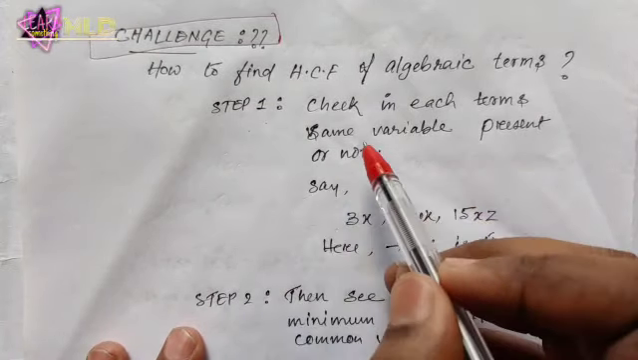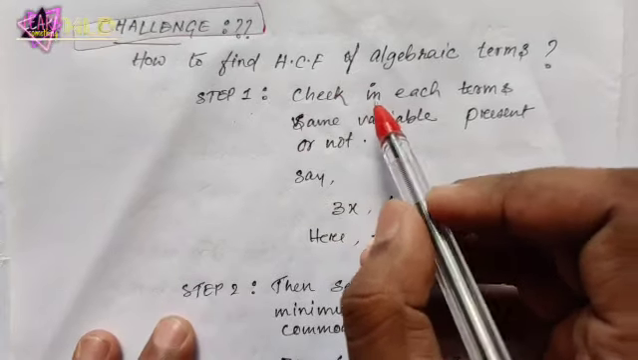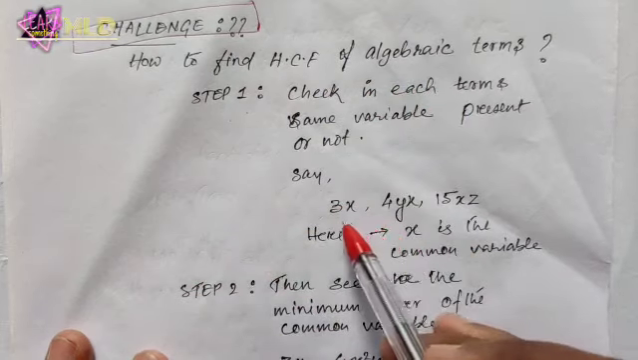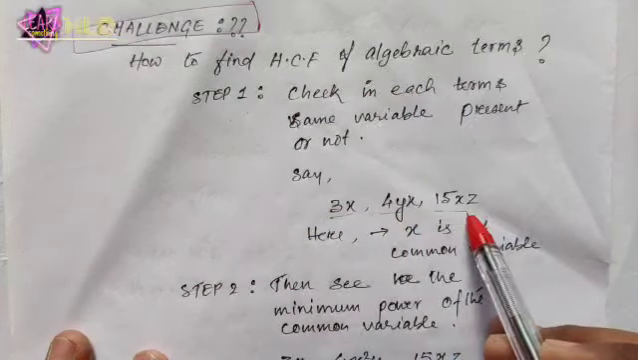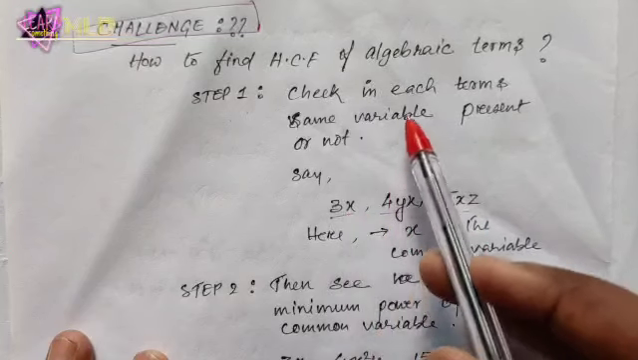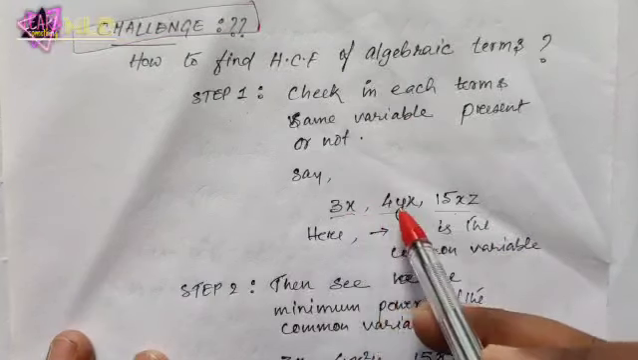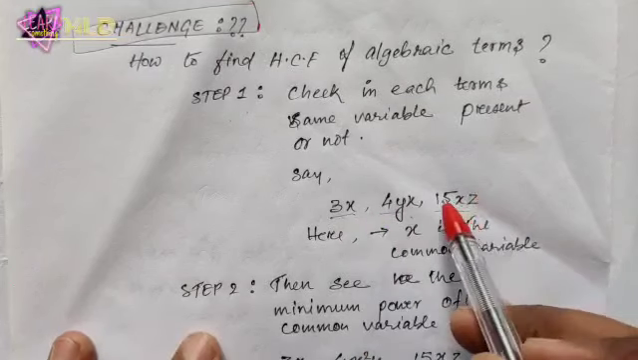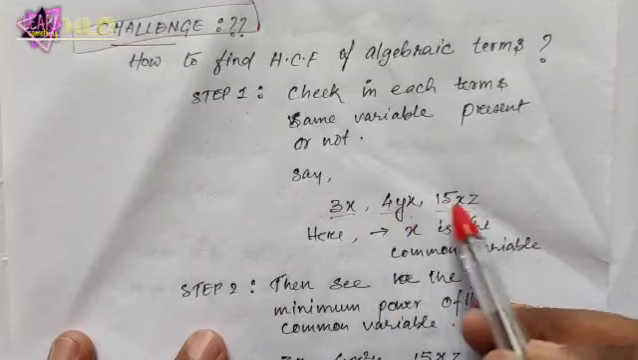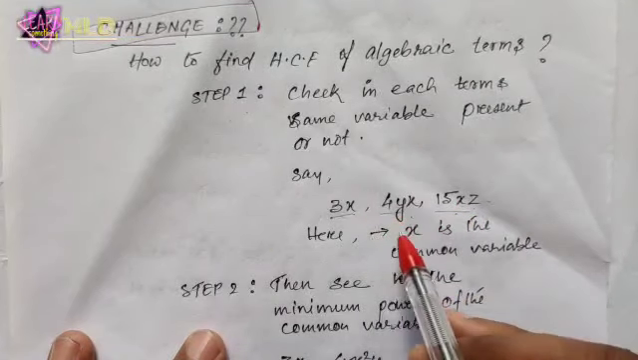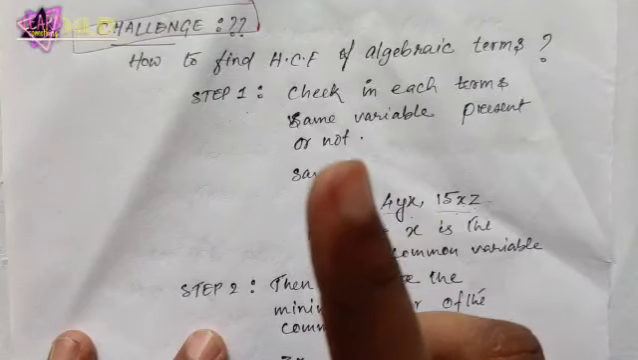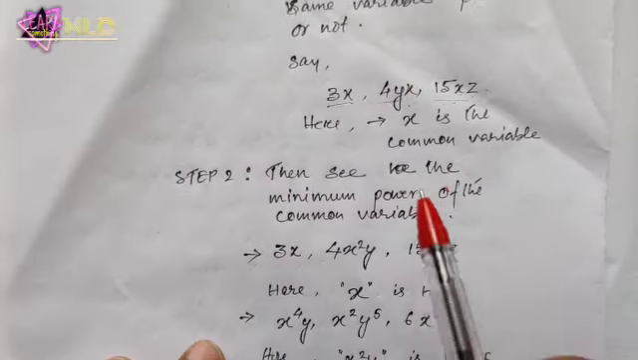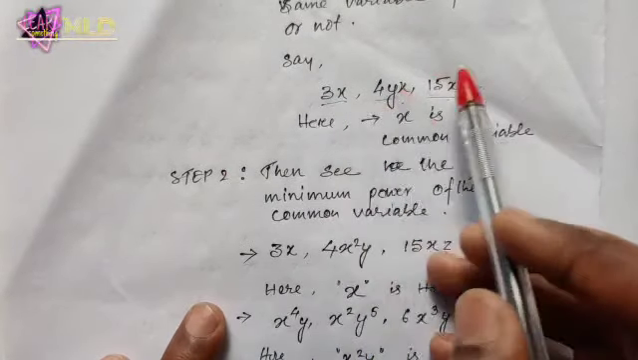Step 1: to find the common, look at the algebraic expression you have. For example, here I have 3 algebraic terms. What is common here? You can see x in all the terms. But y and z are not present in all the terms. So I can say x is the common variable. We want to find the common term, and for that, first you have to see the common variable.